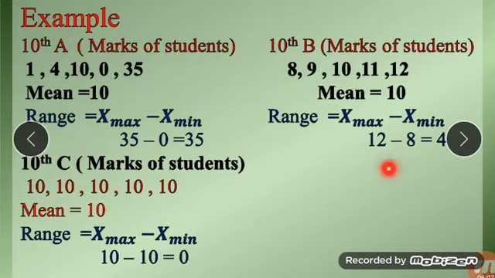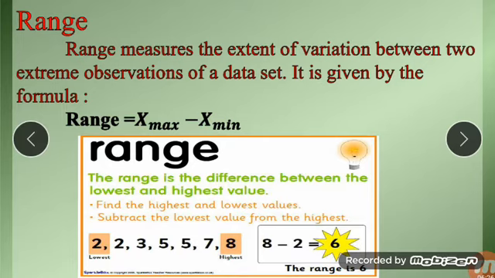So now, if you want to know the extent of variation in both sections, we can say that the marks are more dispersed in 10th A, or that in 10th A the dispersion of marks is greater than in 10th B. So this is the concept of variation.